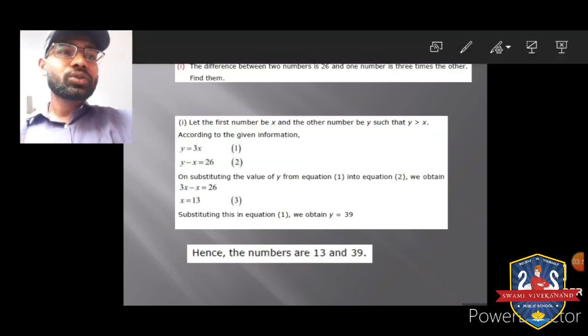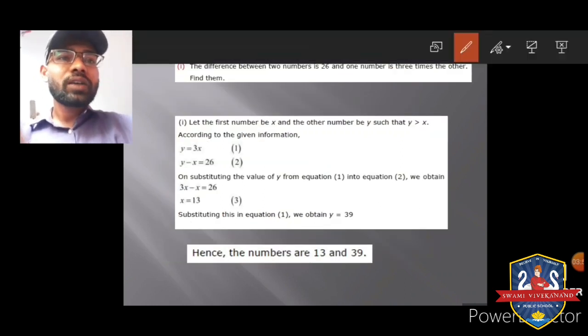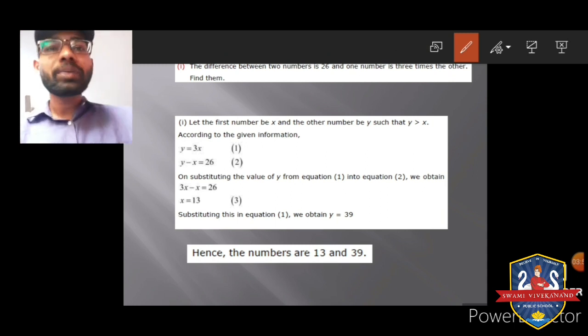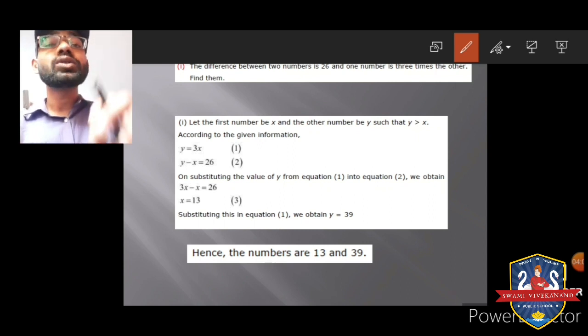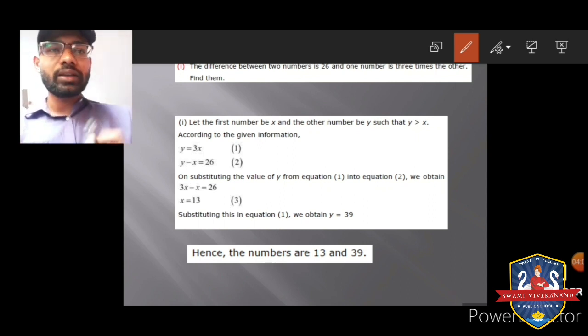Now students, this question. In this question, first of all, we have to form a pair of linear equations. After that, we will solve it. And in this question, I try to solve each question with the help of the substitution method. Why? Because we are learning the substitution method here. Is this clear? Now start.